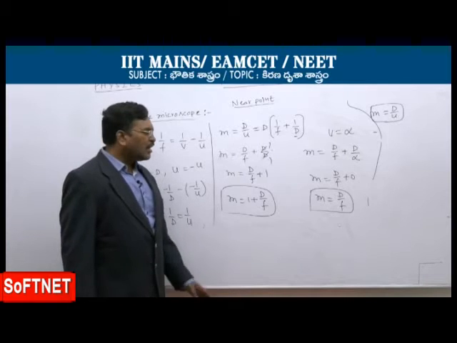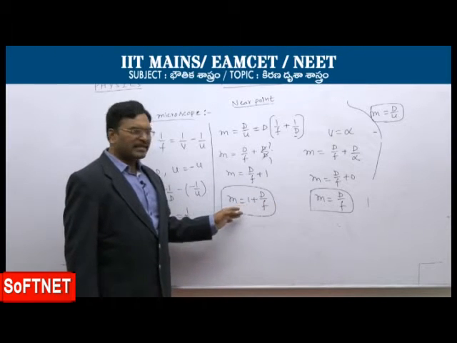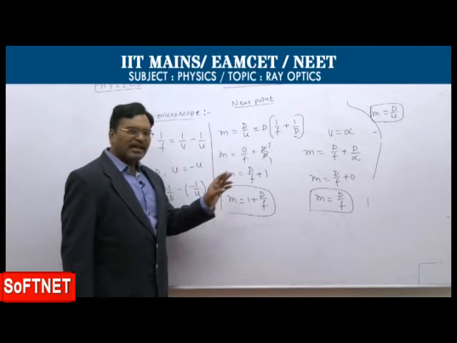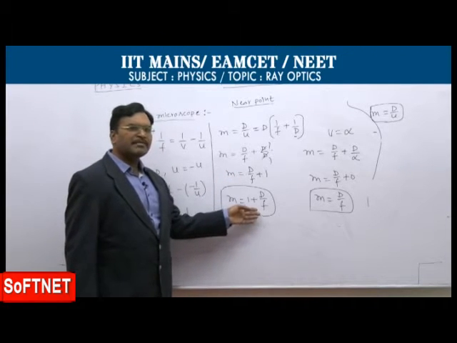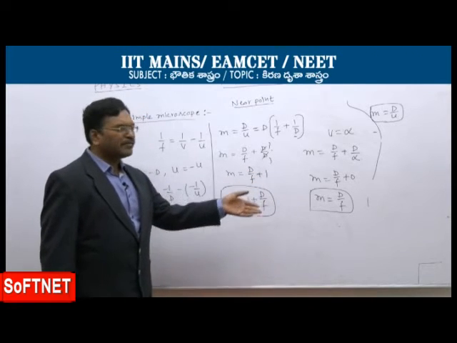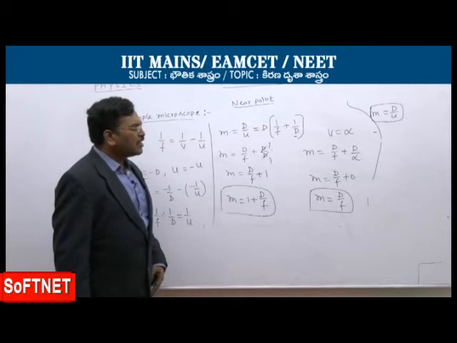So we have problems on these formulas only. What are those formulas? If the image forms at near point, what is magnification? 1 plus d by f. Image forms at far point, magnification how much? D by f.